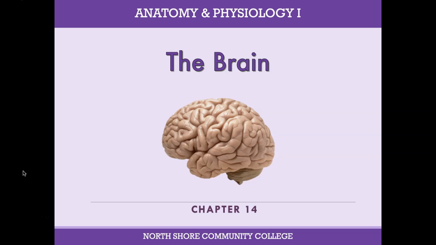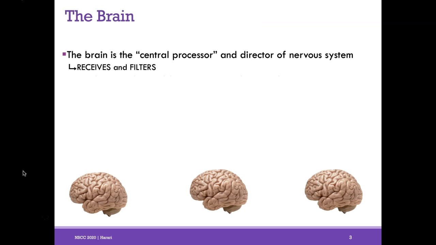Today we will talk about the brain, which is the topic of chapter 14. There's a very interesting little introduction to the brain in the book, and I suggest you read it on page 505. But if we had to simplify what the brain really is, it's a central processor. It's a processing machine and a director, so it directs the nervous system among other organ systems.